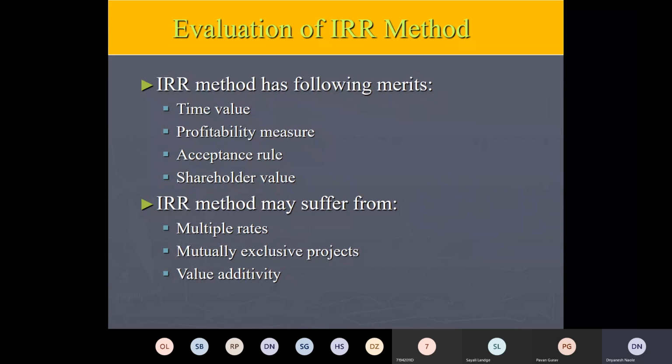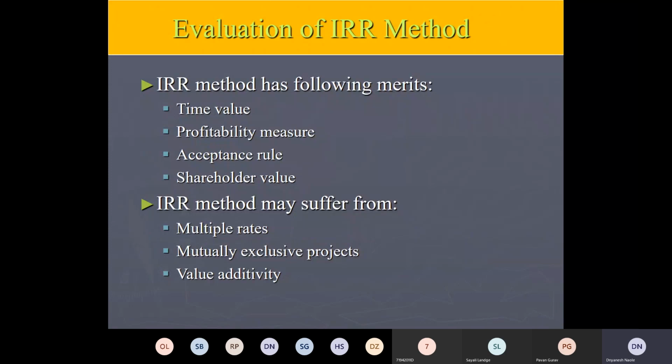So I hope the IRR method is clear to you. It is exactly similar to NPV, except that we are finding out that rate. In NPV, the discount rate is given. Here we are trying to find out IRR.